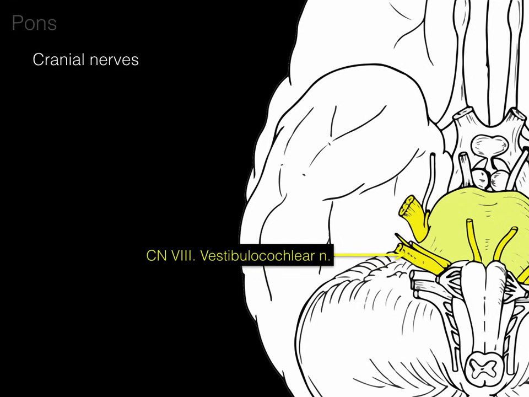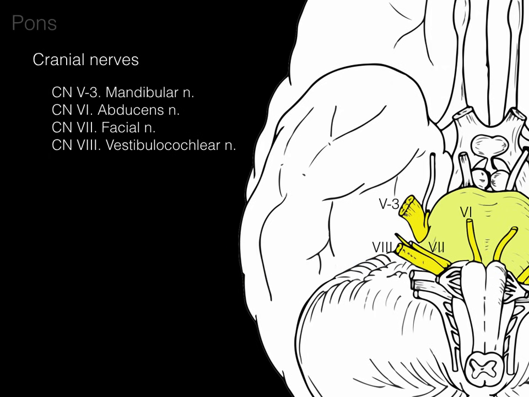And then we also have the vestibulocochlear nerve, cranial nerve 8, that looks kind of like a celery stalk. That's going to be providing sensory innervation of your hearing and balance. Okay, so there are the 4 principal cranial nerves associated with the pons.